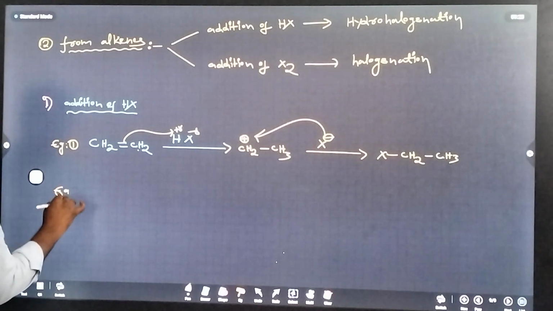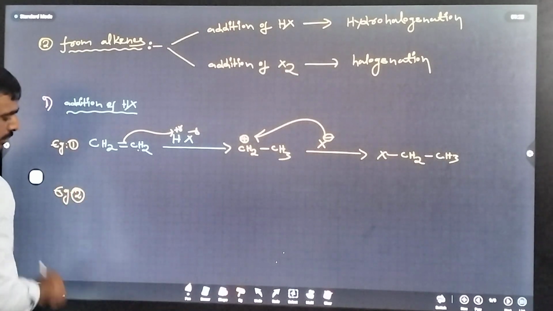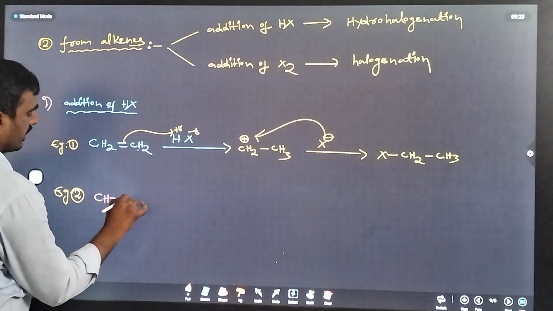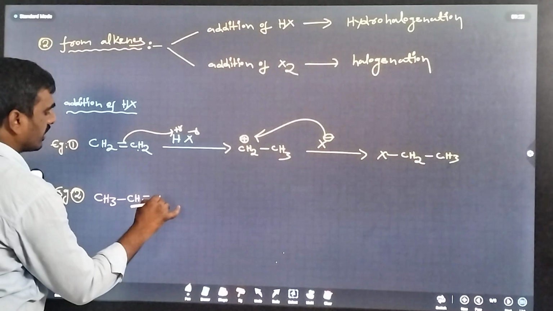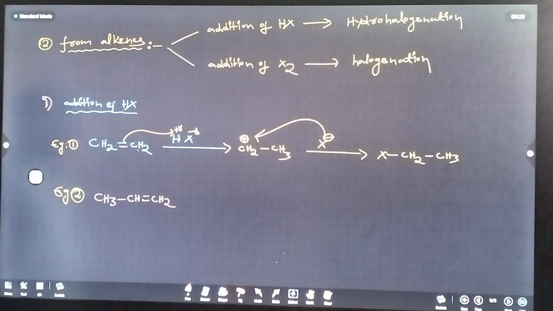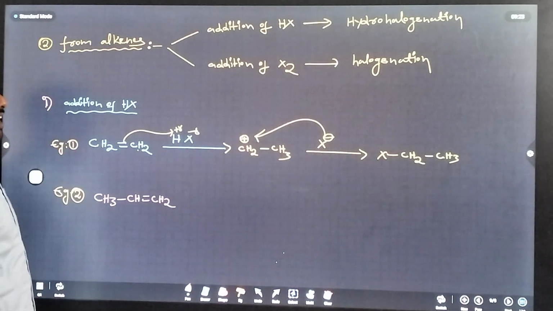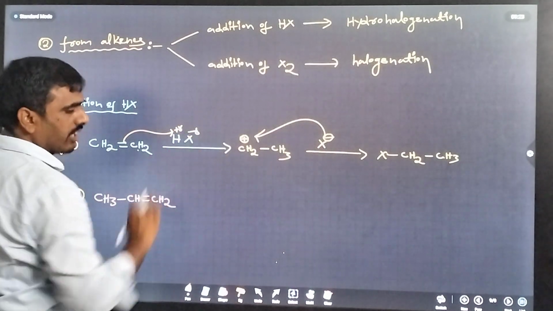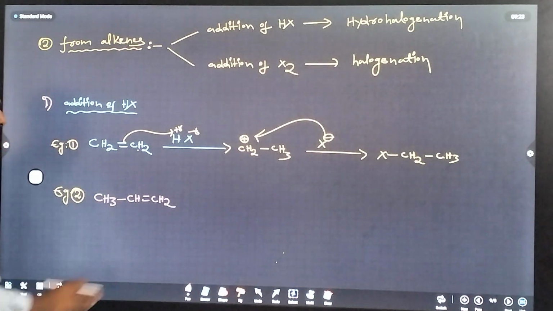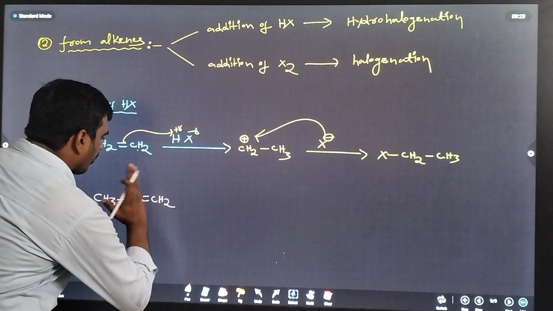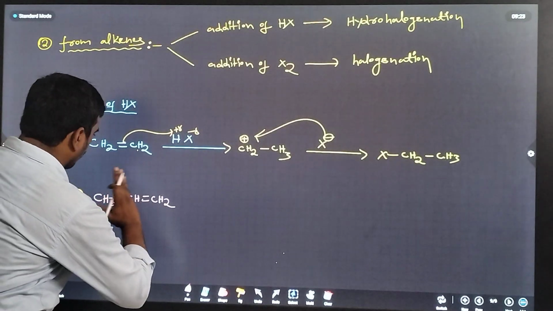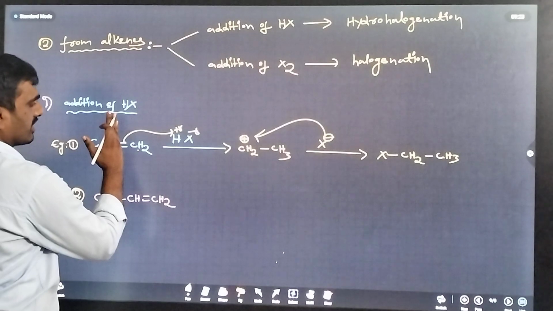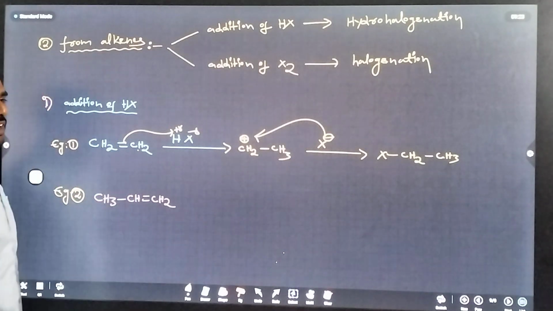So I can write a second example, unsymmetrical alkene, CH3–CH double bond CH2. The previous one is a symmetrical alkene, no problem. Here electron displacement towards the H plus ion gives a carbocation. This is the unsymmetrical alkene because on both sides of the double bond there are different atoms: on the left side 2 carbons and on the right side 1 carbon atom. In the previous one both sides are the same, so that was a symmetrical alkene, and this is an unsymmetrical alkene.